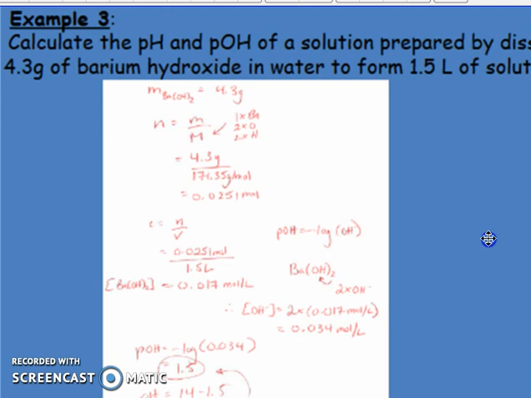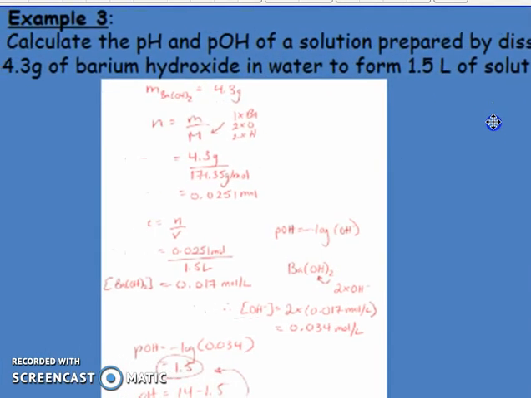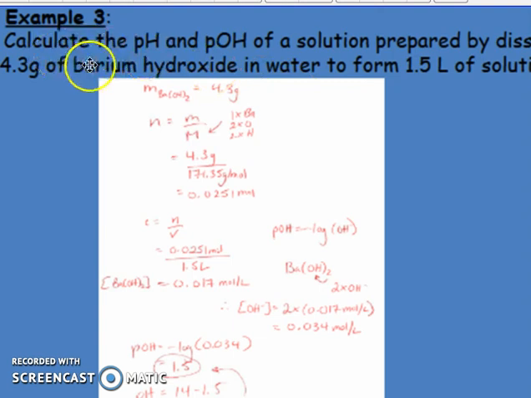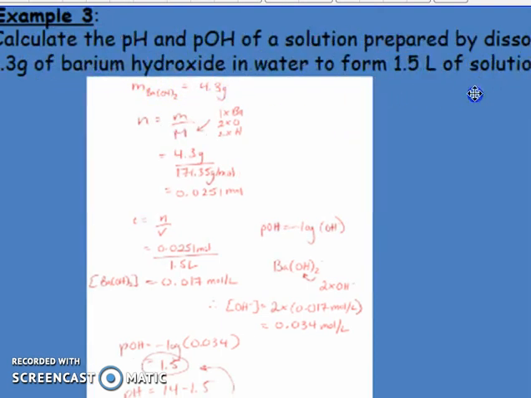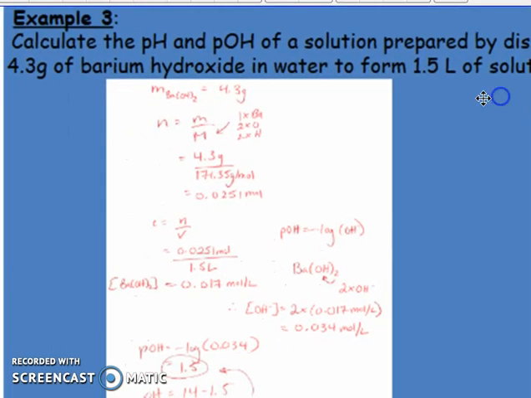Okay, so example 3, and also you have this in your notes anyways. Example 3: calculate the pH and pOH of a solution prepared by dissolving 4.3 grams of barium hydroxide in water to form 1.5 liters of solution. So we have barium hydroxide. First of all, we're recognizing that it's a strong base. It's a group 2 with hydroxide. We have the mass, we have the volume, and we want to know pH and pOH.